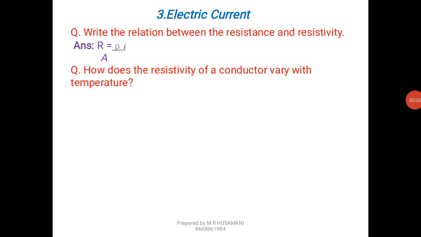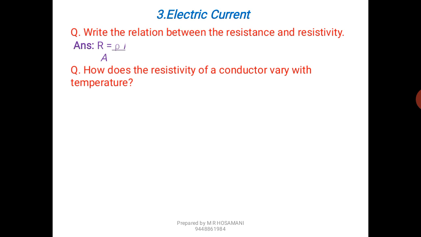Dear students, let us continue the remaining questions on electric current. So the question is, write the relation between the resistance and resistivity. We can write resistance equal to resistivity into length divided by area, that is R equals rho L upon A. Clear? Okay.